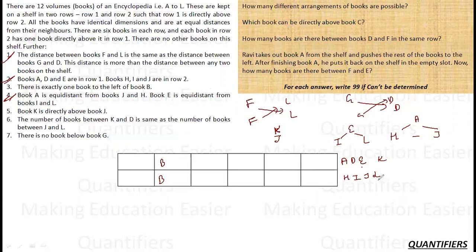Also, I know that L is in the bottom row, which means that F is in the top row for sure. L is in the bottom row, and because F and L are diagonally placed, if L is in the bottom row, F is in the top row. So it can be like this: L or F, or L or F. One of the possibilities has to be there.